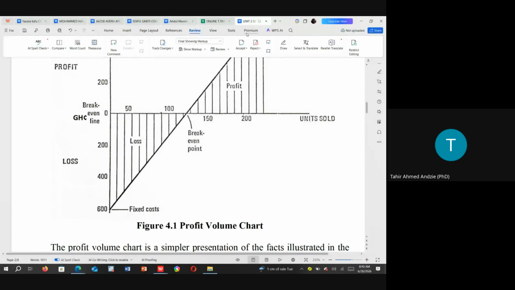Then when it's 100,000 units, our revenue was 10 million and our total cost was 9 million. So we have a profit of 1 million.